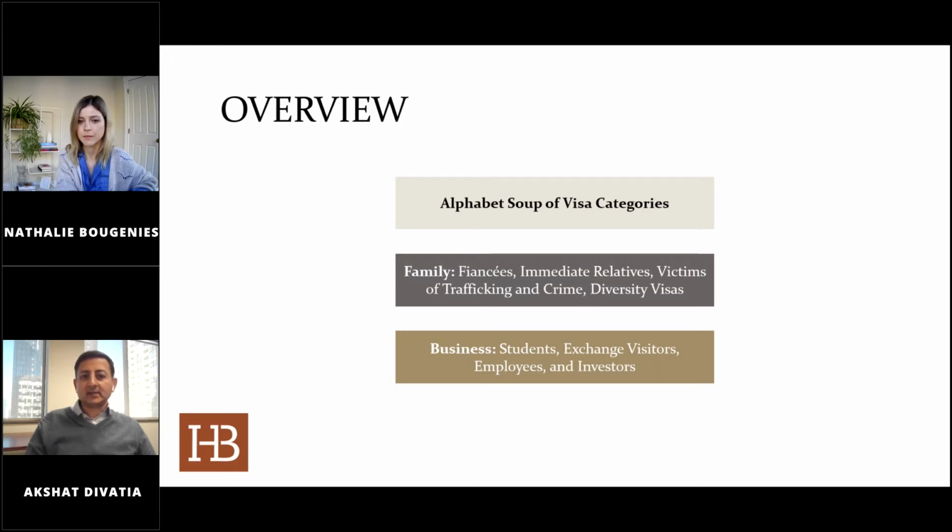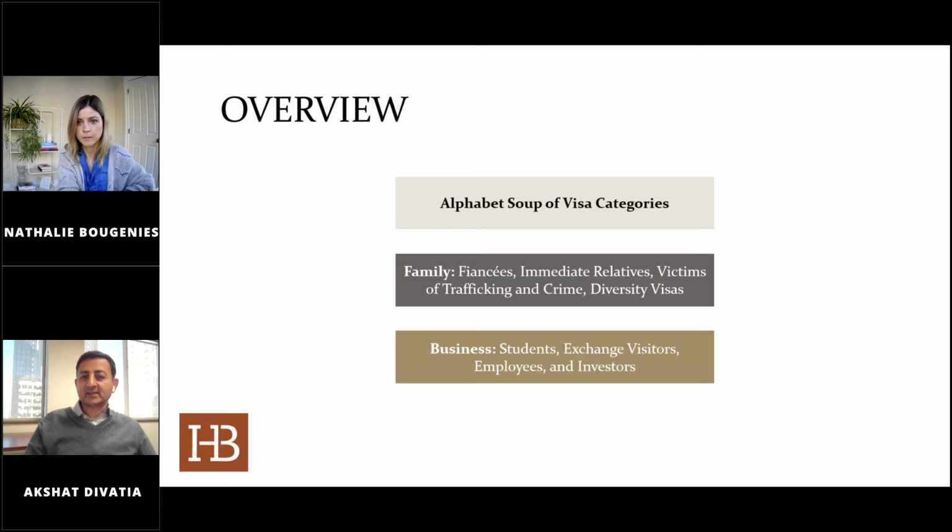As far as the visa categories in the immigration system, we call it an alphabet soup of visas. They're from A to T, and you can think of them as being in two big buckets: the family bucket and the business bucket. In the family bucket, you have visas for fiancés, for immediate relatives, and these are parents, spouses, and children under the age of 21 of US citizens. You have victims of trafficking and crime. And then you also have visas for individuals from those countries that do not have a large history of immigration to the US. So those are diversity visas.